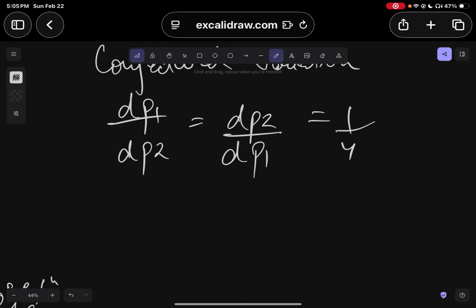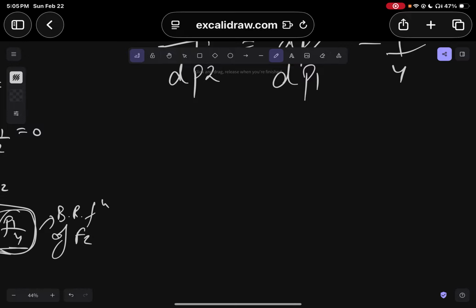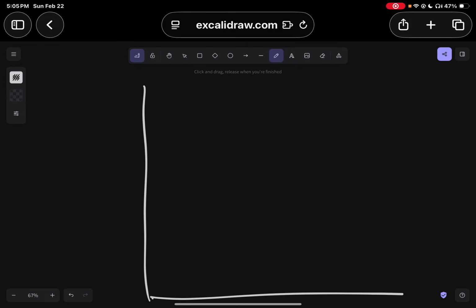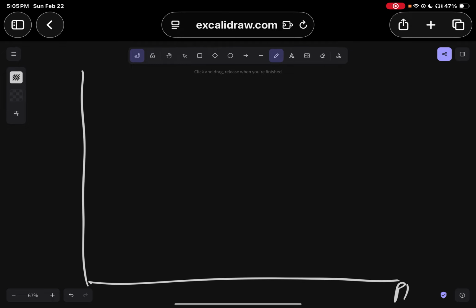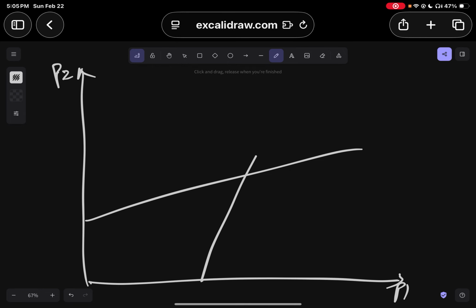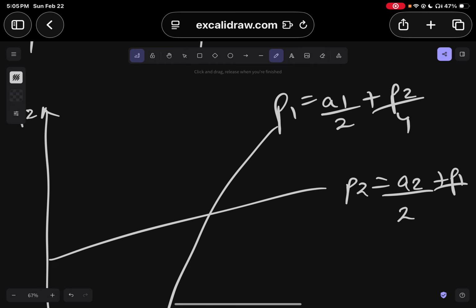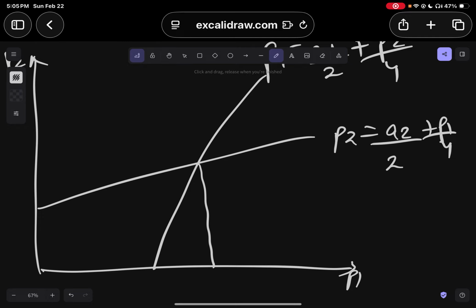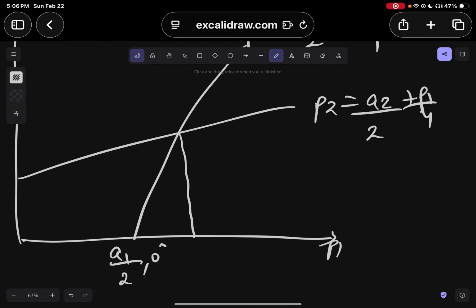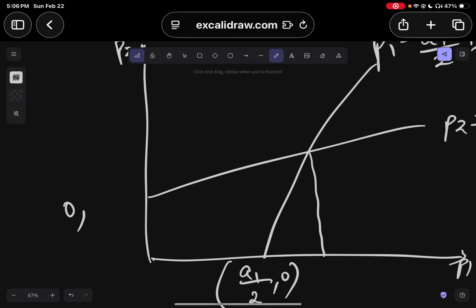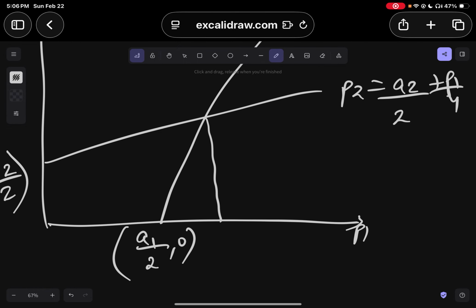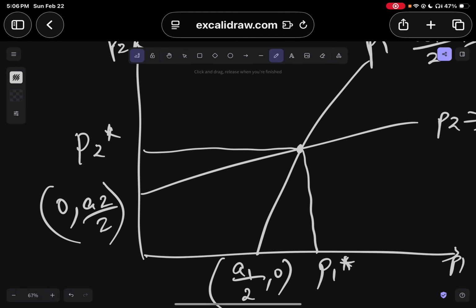I have a diagram also which I don't think is necessary in this case, but let me just draw it for the sake of it. It is P1, here is P2, and this is P1. Best response function is this. At this point it is actually A1 upon 2 on the axis and 0 on the other, and here A2 upon 2. This point and this point are the equilibrium prices for both of them.